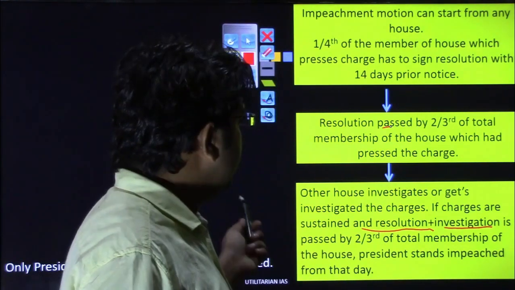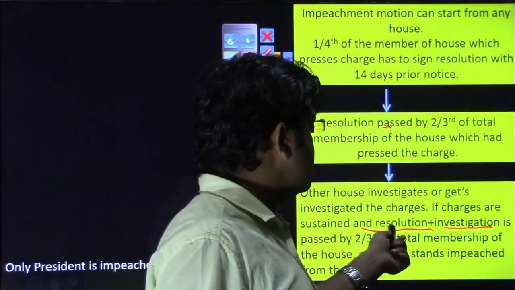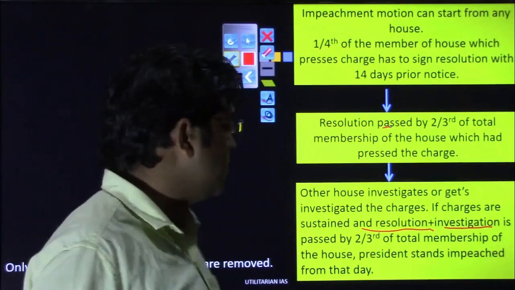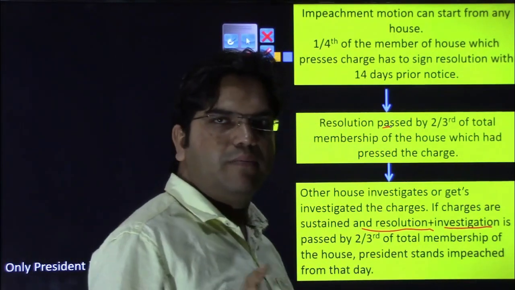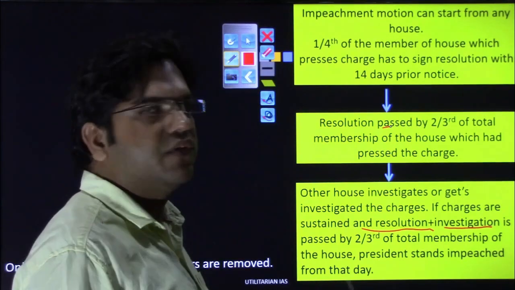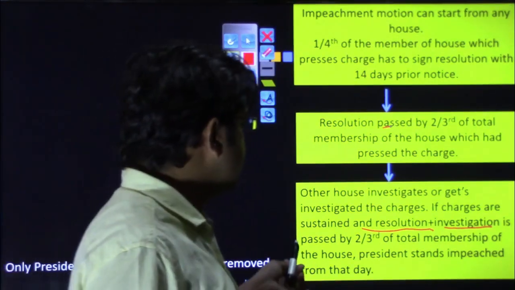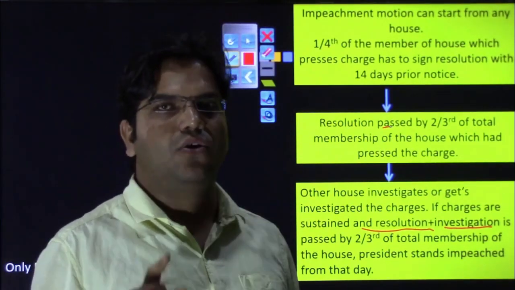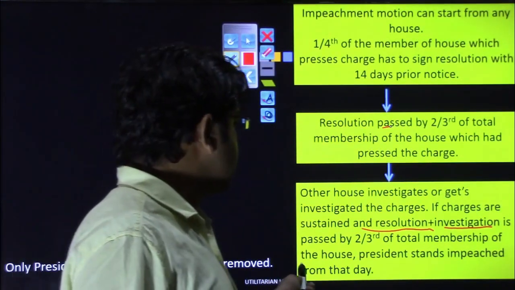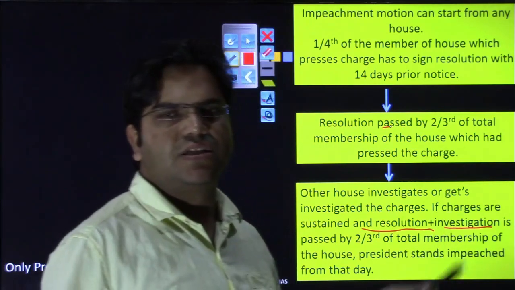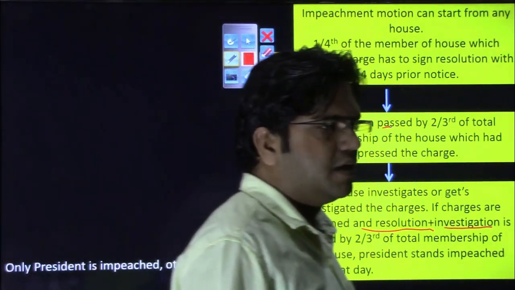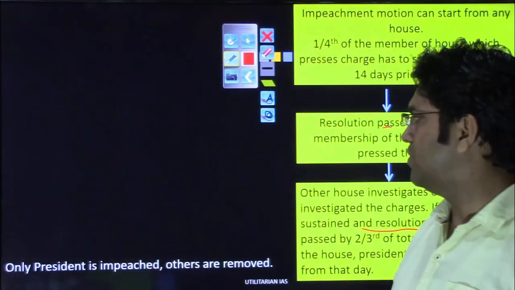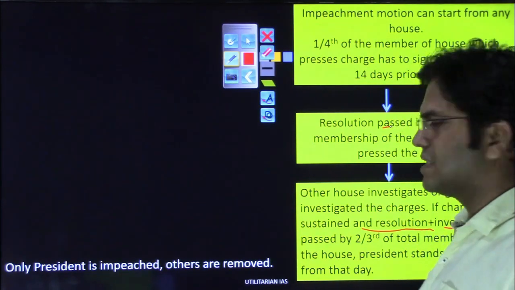so they will have to pass again this resolution plus investigation with 2/3 of the total membership of the other house, and if the other house also passes that resolution, the president will stand impeached from the day on which the other house passes that resolution, right? So this is the process of impeachment of president. I hope that you would have clarity on this. Only president can be impeached, others are removed.